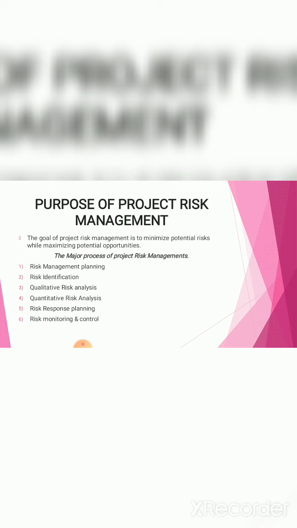Purpose of project risk management. What's the purpose? The goal of project risk management is to minimize potential risk while maximizing potential opportunities. The major processes of project risk management. What is the process? Number first, risk management planning. Number second, risk identification. Number third, qualitative risk analysis. Number fourth, quantitative risk analysis. Number fifth, risk response planning. Number six is risk monitoring and control.